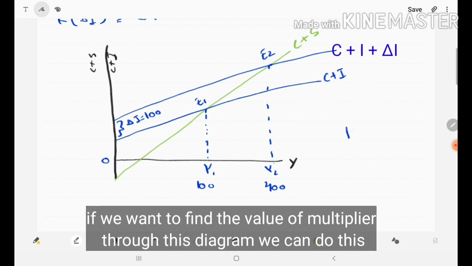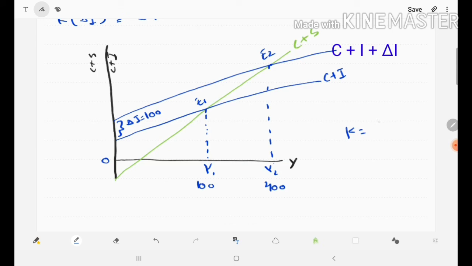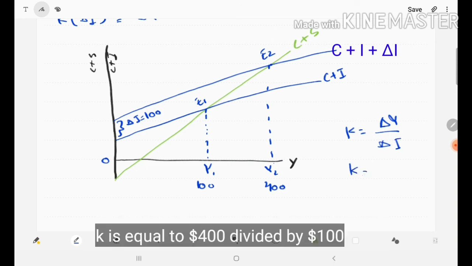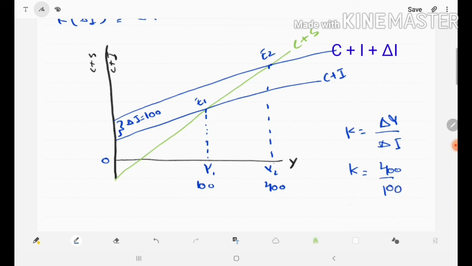If we want to find the multiplier through this diagram, K is equal to change in income divided by change in investment. So K is equal to 400 divided by 100. So here is the multiplier.